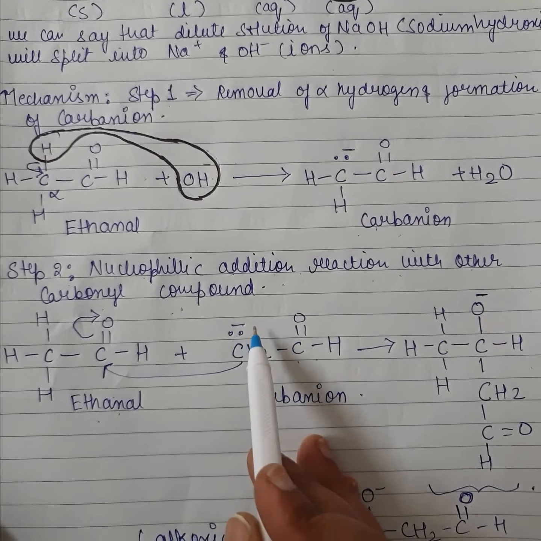When this ethanal and carbanion react, this structure will form. This structure is also known as alkoxide ion. So here you can see the oxygen will get a negative charge and this CH2 will bind to this carbon. I have already written this structure in this form so that you can easily understand. So our product will be this CH3, C with oxygen negative charge, and this CH2, C double bond O, H. So this is our alkoxide ion. After the nucleophilic addition reaction with the other carbonyl compound, we will get the alkoxide ion. So this is our second step.